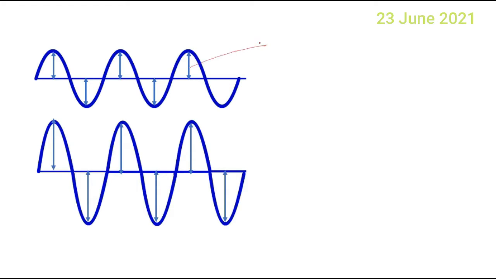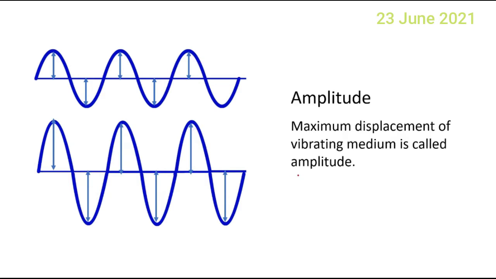And this maximum displacement of a vibrating body, let me repeat, maximum displacement of a vibrating body. In case of this vibrating body, this is the maximum displacement, and down here this is the maximum displacement, and so on. That is called amplitude. So what is the definition of amplitude? Maximum displacement of a vibrating medium is called amplitude.